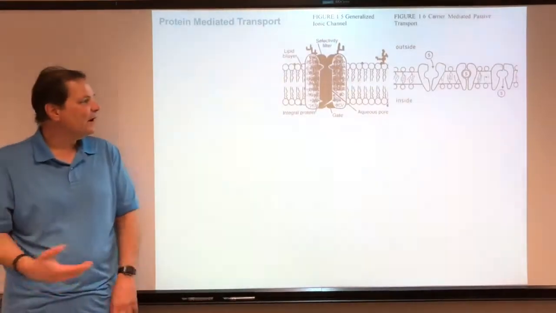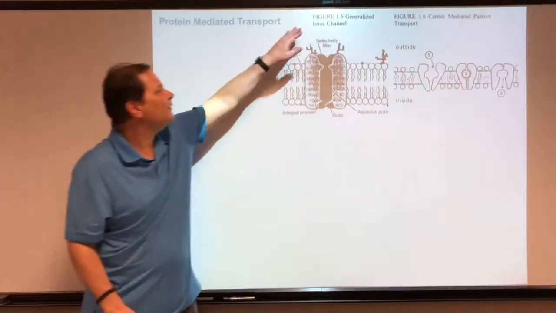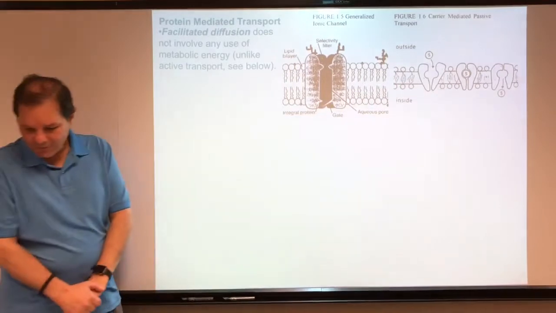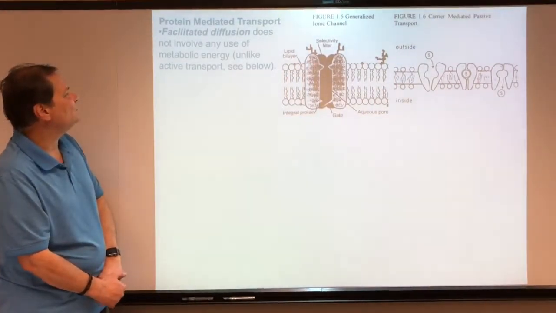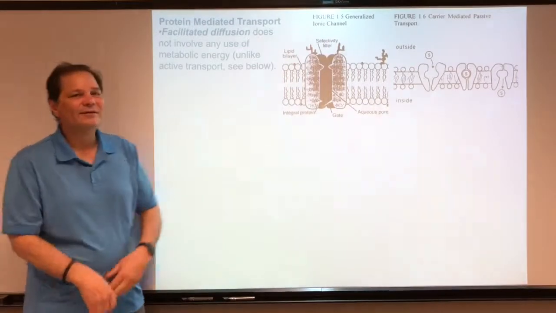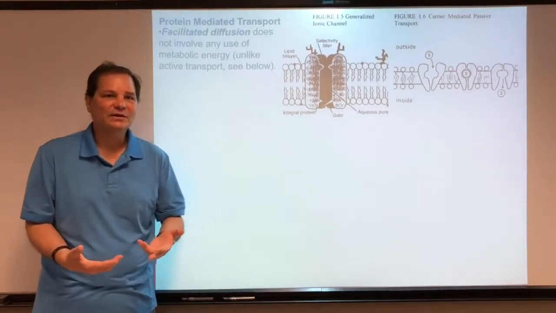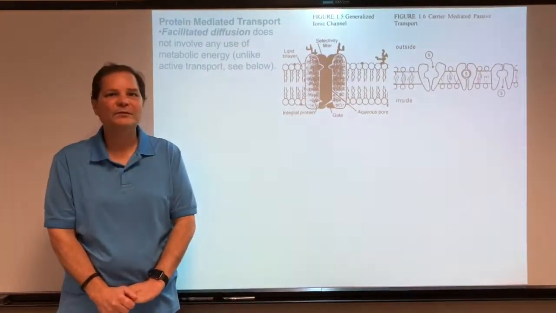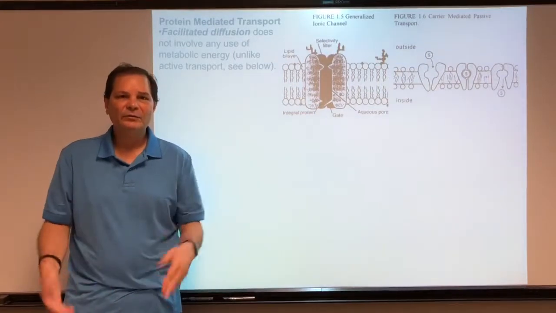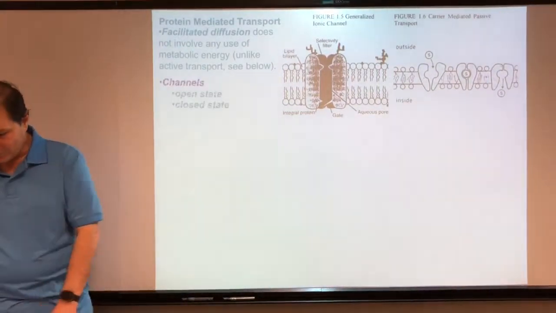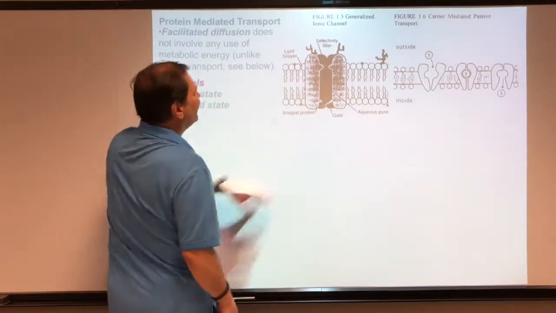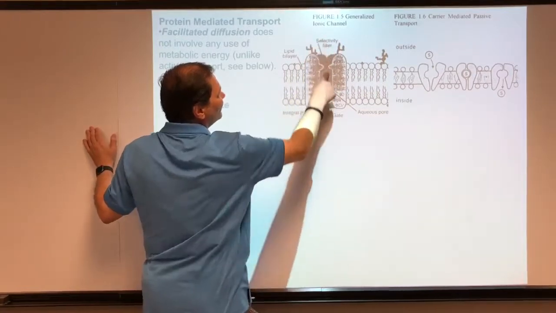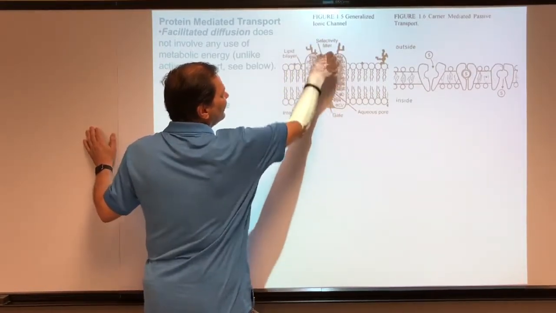So this is a typical example of protein-mediated transport. A generalized channel is represented right here. And this is a form of facilitated diffusion. That is, it doesn't involve the use of any metabolic energy. So basically, facilitated diffusion is just where a substance is moving from high concentration to low concentration through a channel or a transporter. So in the case of our channel, this is just a special case of diffusion where the molecule is going, let's say, from outside to inside through a channel here.